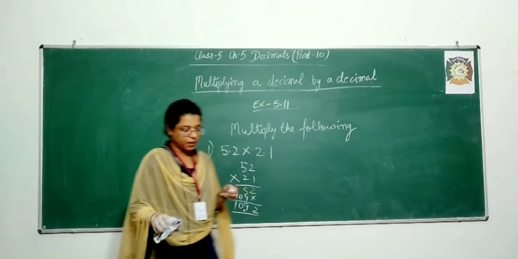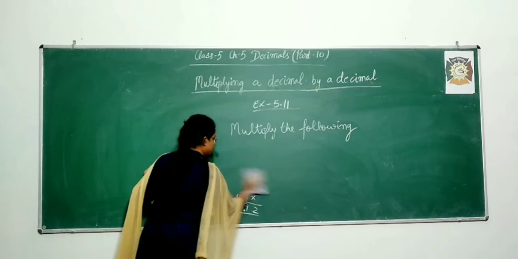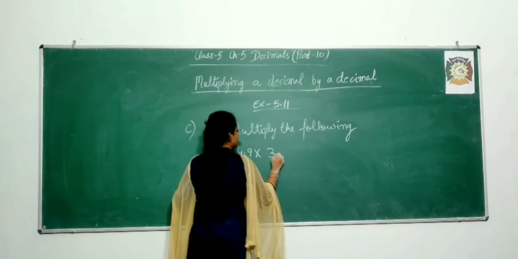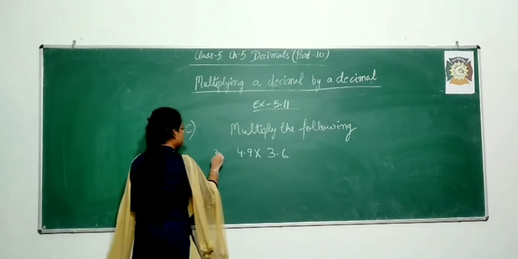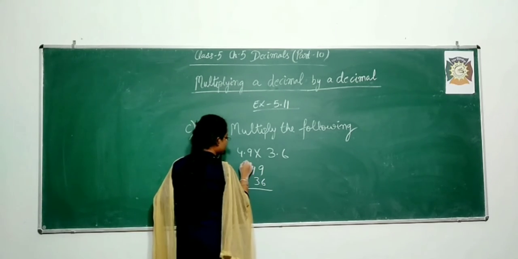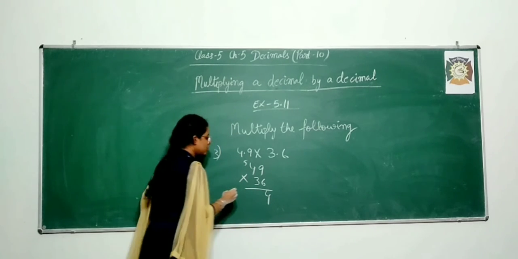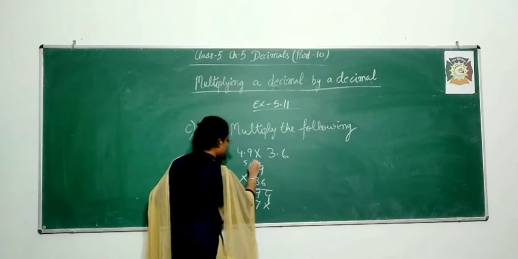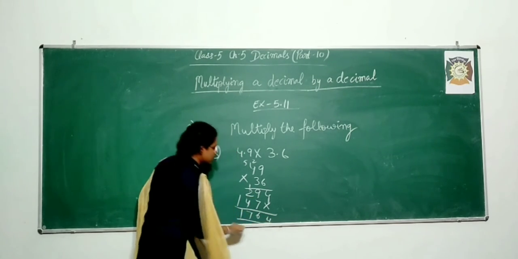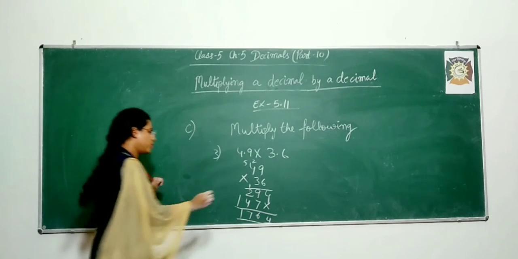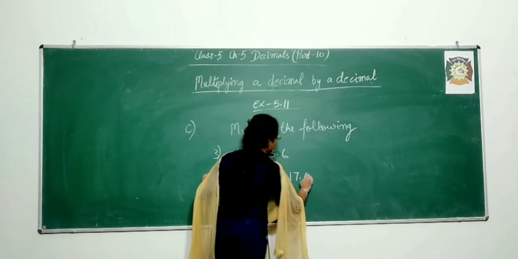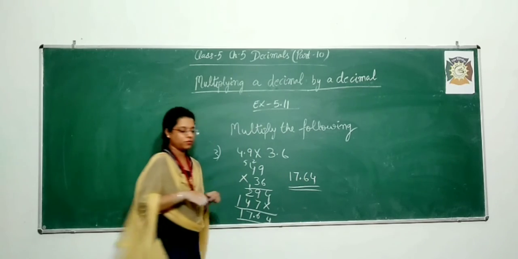Next I am going to do the third part, 4.9 into 3.6. In this you will multiply 49 with 36 and obtain the result. 9 6 are 54, 6 4 is 24 plus 5 is 29. You are getting 1764 and you will place decimal point here, that is after 2 positions moving from the right. So 17.64 is the required answer for this question.